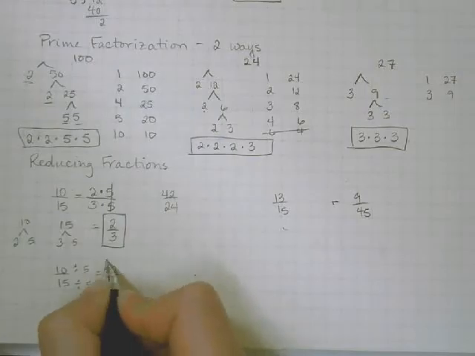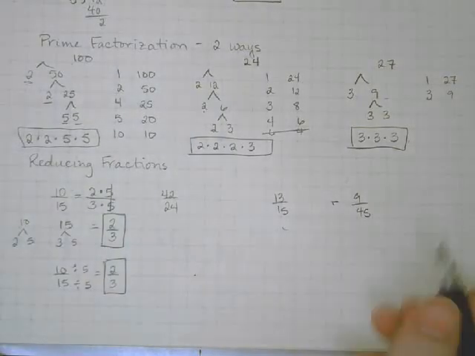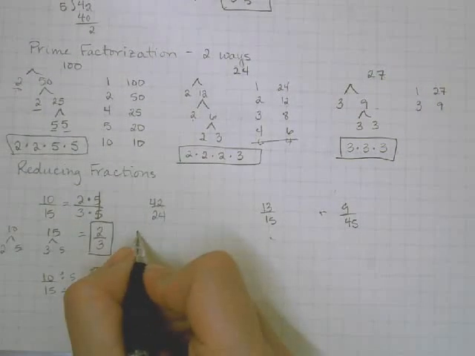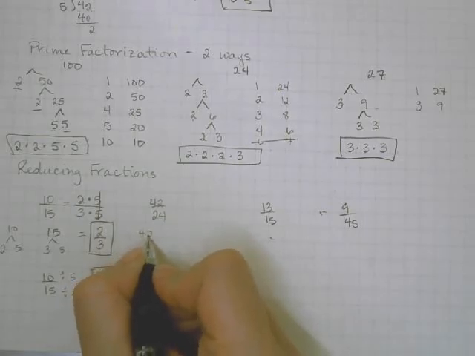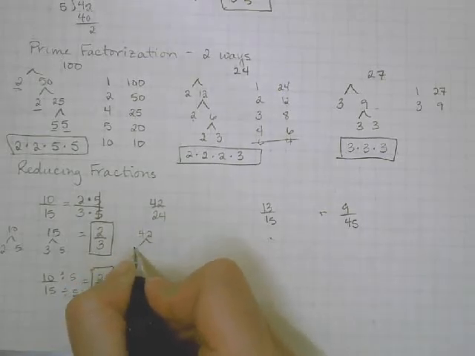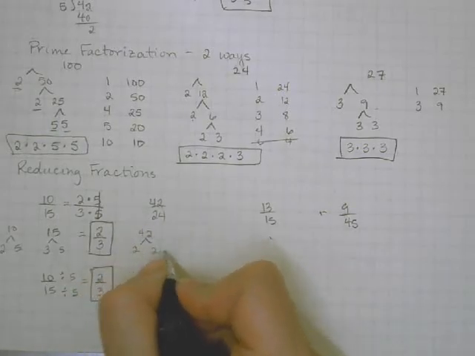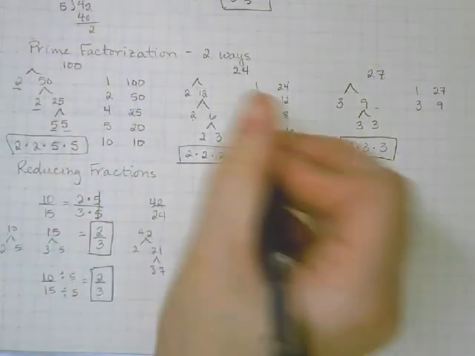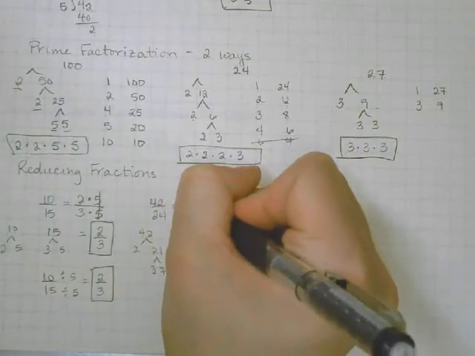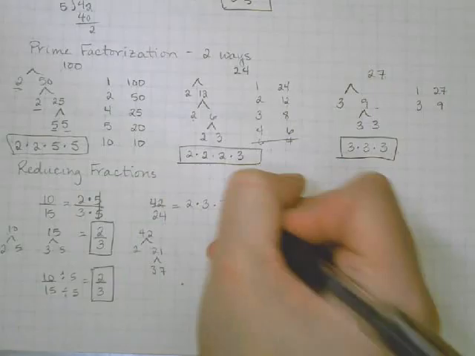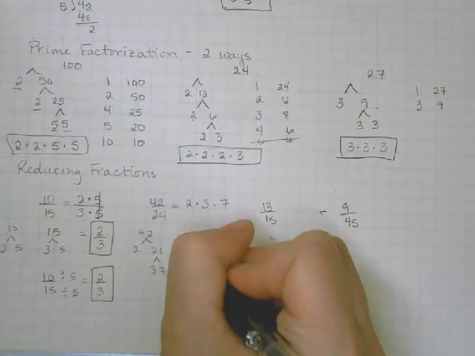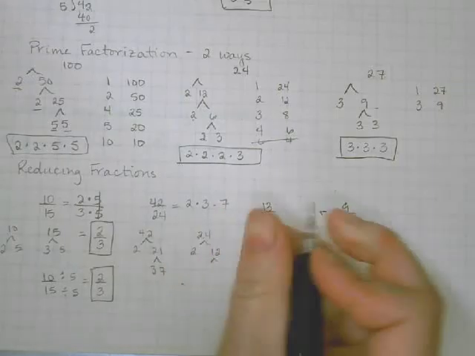42 and 24, I'm going to go ahead and factor those, or do the prime factorization for those. So 42 divides to 2 and 21. 21 divides to 3 and 7, and those are all prime numbers. So this is 2 times 3 times 7. 24, 2 and 12, 2 and 6, 2 and 3. So 2 times 2 times 2 times 3.